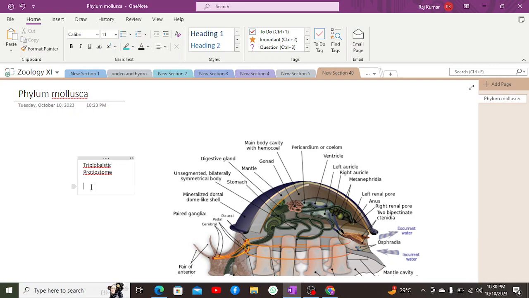Their habitat is mostly freshwater, as well as marine and moist land, and they have several adaptations for this. For example, in the respiratory system, those mollusks which live on land have lungs, while those which live in water have gills as their respiratory organ.